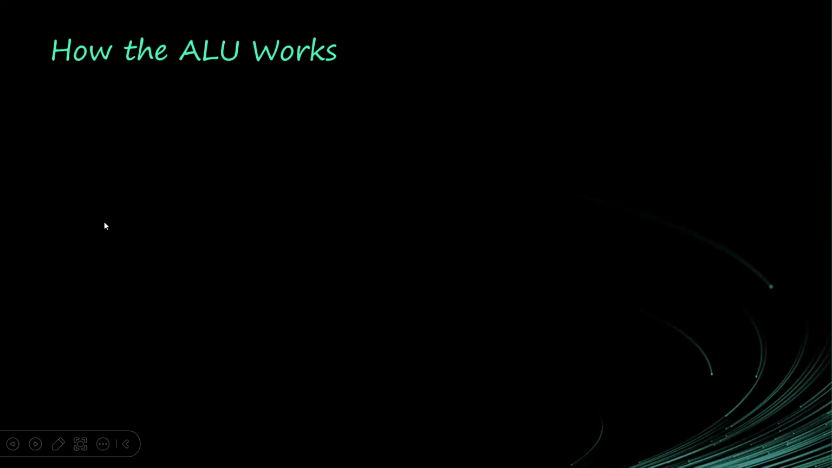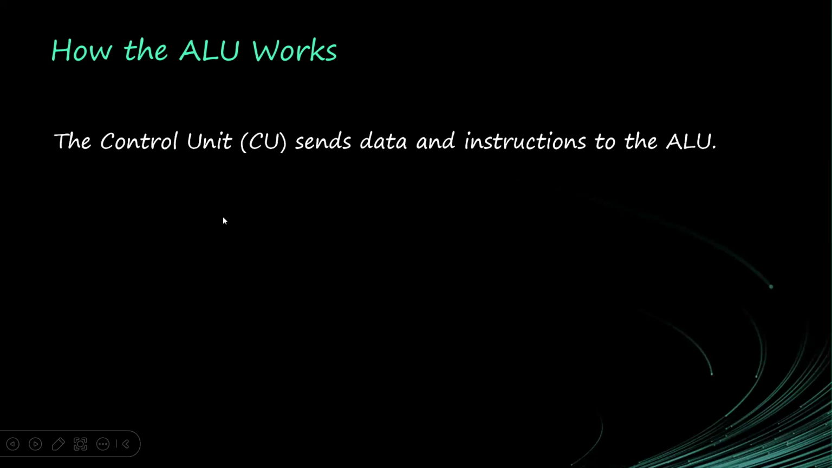Okay? So how does the arithmetic and logic unit work? The control unit will send data and instruction to the arithmetic and logic unit. Remember, the control unit will fetch the instruction that we ask the computer to perform, decode it, then tell the arithmetic and logic unit what to do.